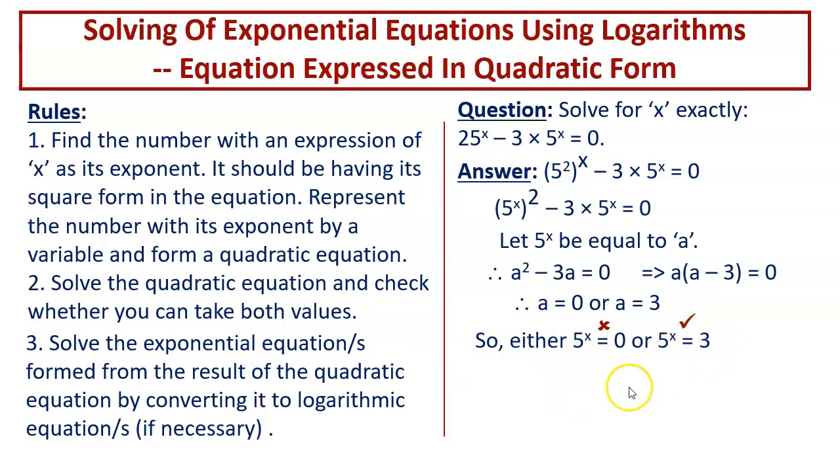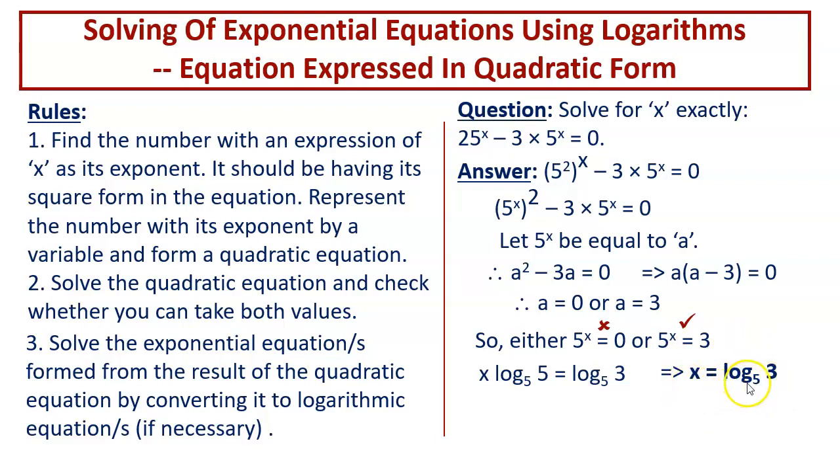5 raised to the power of x equal to 3, and if we take log of both the sides, what should be the base? I have taken the base to be 5, and since x is the power of the argument, it can be brought down to the coefficient place. So it becomes x times log of 5 to the base 5 equal to log of 3 to the base 5. And log of 5 to the base 5 is equal to 1, so x is equal to log of 3 to the base 5. This is the exact value of x.